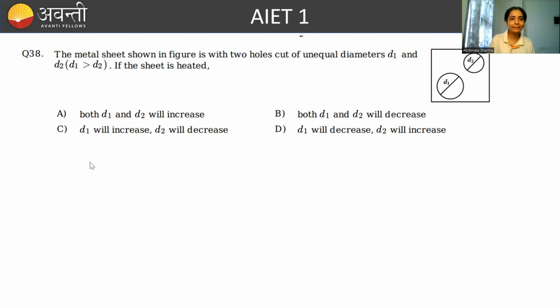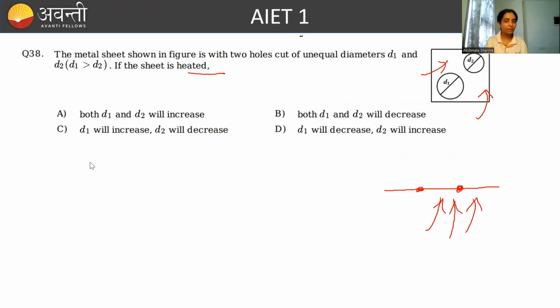ठीक है, the metal sheet shown in the figure is with two holes cut of unequal diameter d1 and d2. If the sheet is heated, what will happen? If the sheet is getting heated and if it is a sheet of uniform dimensions, देखो यहाँ पे if linear thermal coefficient or areal thermal coefficient is uniform, then what is going to happen? Suppose कर लो आप यहाँ पे एक rod ले लो, just to understand it in a simple way. यहाँ पे आप 2 points ले लो. Now what I'm doing now, I'm giving it heat. So if I'm giving it heat and its three ends are free, so definitely after getting heat it will expand.